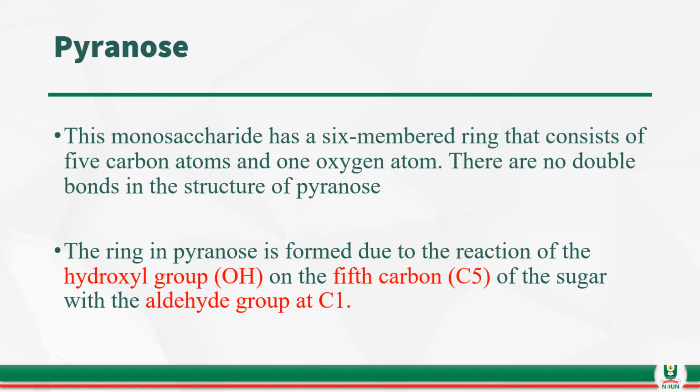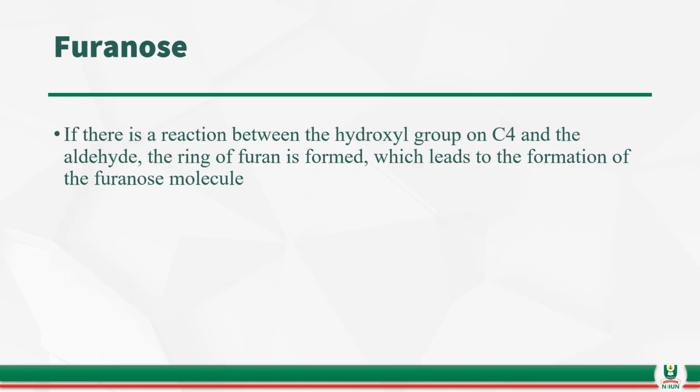Good. So, like I mentioned, pyranose. This monosaccharide has a six-membered ring that consists of 5 carbon atoms and 1 oxygen. There are no double bonds. We have mentioned it. The ring in pyranose is formed due to the reaction of the hydroxyl OH on the 5th carbon, C5, of glucose with the aldehyde group at carbon 1. We mentioned it too. Apart from pyranose, at times glucose can cyclicize to form a furanose.